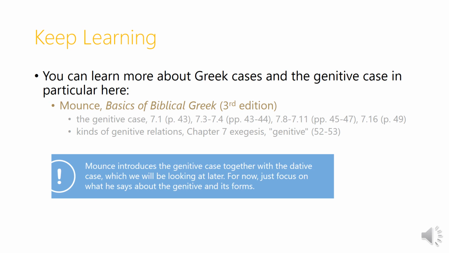You can learn more about Greek cases, and the genitive case in particular, in Mounce's Basics of Biblical Greek. Just remember that Mounce introduces the genitive case together with the dative case, which we'll be looking at later. For now, just focus on what he says about the genitive and its forms.